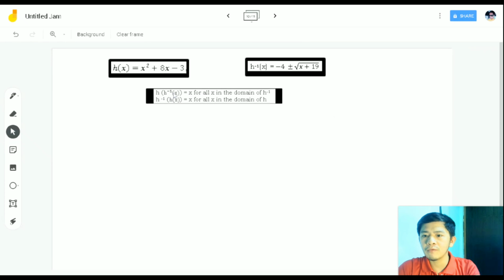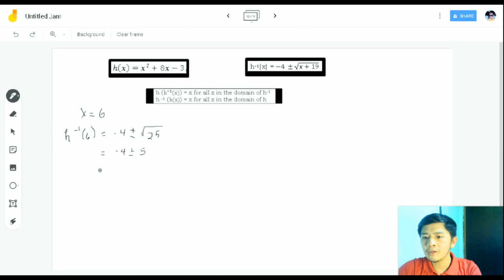So, h of h inverse of x equals to x for all x in the domain of h inverse. So, gamitin natin yung h inverse. I-set natin that your x is okay, so isip tayo ng pwede nating ipalit doon sa value ni x para matest natin kung okay yung mga properties. So, let's say x equals to 6. So, when x is 6, h inverse of 6 equals to negative 4 plus and minus the square root of 6 plus 19 is 25. So, mangyayari, that is negative 4 plus and minus 5. So, dalawa magiging answer natin.